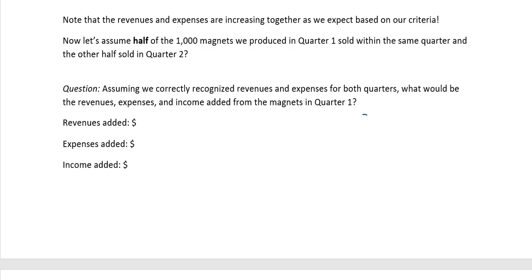So we're going to calculate the revenues of half the magnets selling in quarter one. So it will be $3 per magnet times 500 magnets. So half of the 1,000 were sold in quarter one, and we'll get revenues added of $1,500. Now looking at expenses, once again, we're going to recognize the expenses for half the magnets. So $2 per magnet times 500 magnets. And this will give us 1,000. And finally, we can go ahead and calculate net income again, or income added. $500 is added in quarter one as a direct result of selling half the magnets.